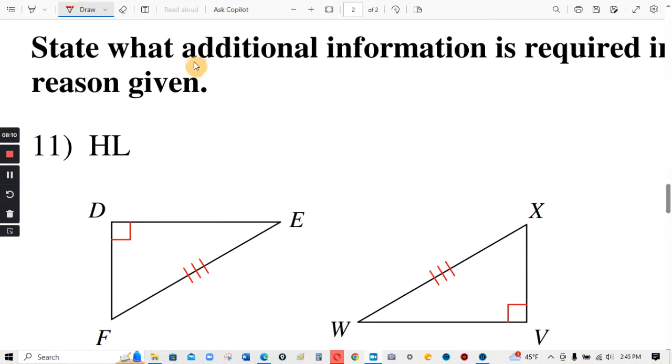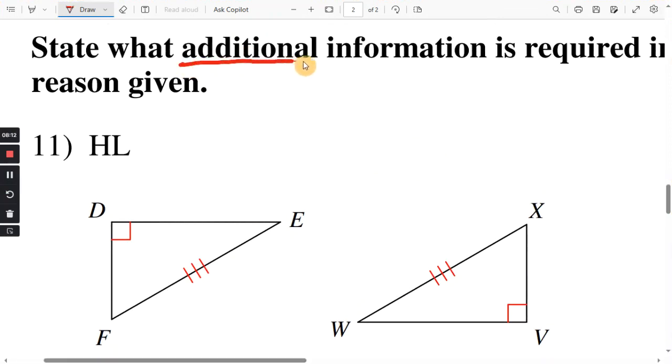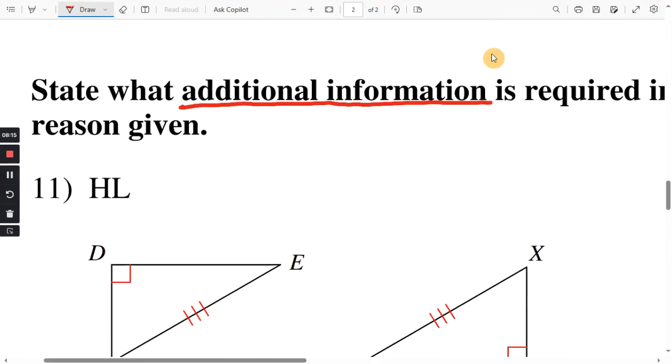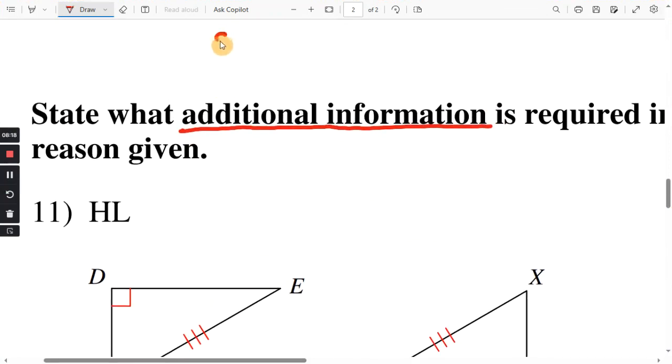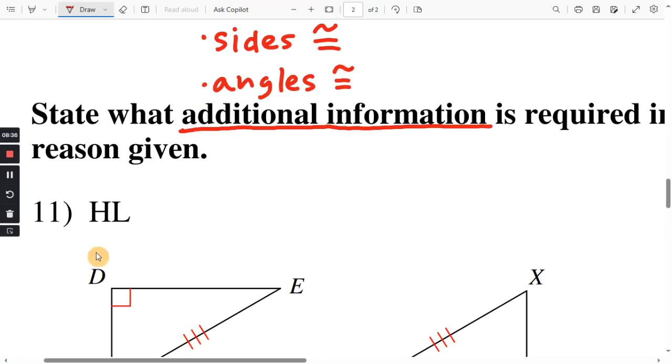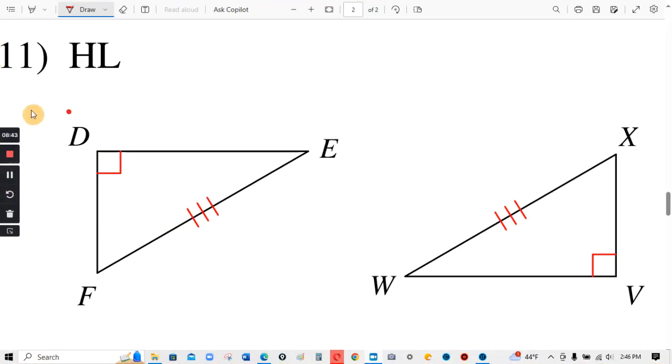So the additional information, what they're basically asking for, either you're going to have to tell which sides are congruent, or you're going to have to tell which angles are congruent. So it's going to be one of these two answers. Some of them might have two answers, but it's going to be two sets of sides or two sets of angles. All right, number 11, they want us to use hypotenuse leg.